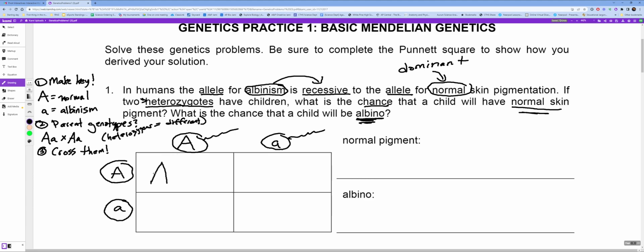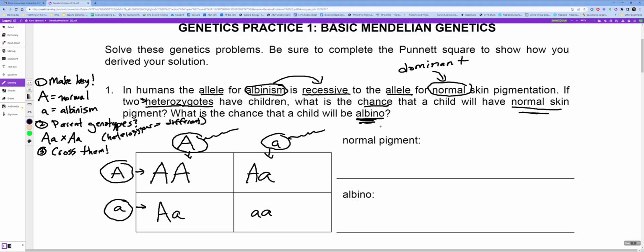We're taking down and across. Big A comes down, big A comes across, gives you big A, little a. Always keep your dominant allele first. Big A, little a, big A, little a, and finally little a, little a. I'll put arrows indicating where these are coming from, and populate all the way down.